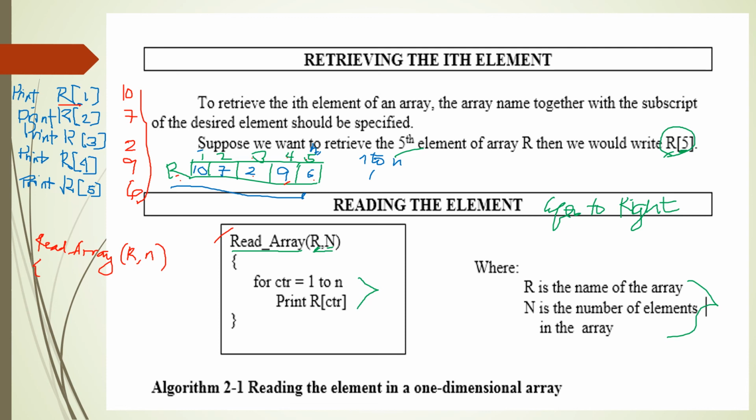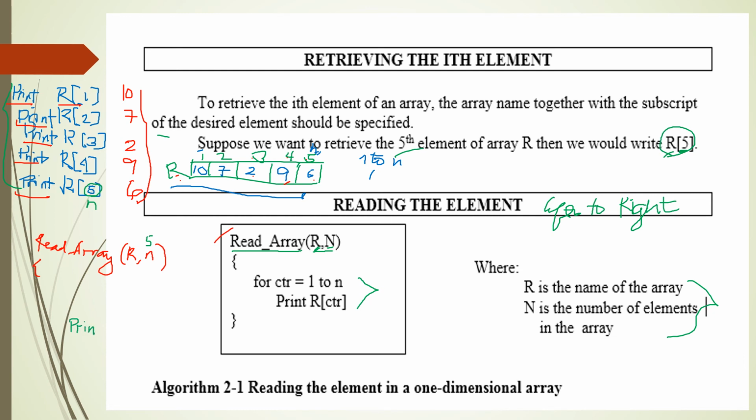Okay? Now, meron tayong paulit-ulit na ginagawa, di ba? Print, print, print, print, print. How many times do we execute the statement print? Okay, very good. So, we execute that 5 times. Ibig sabihin, yung 5, yun yung N. So, we will execute print 5 times.